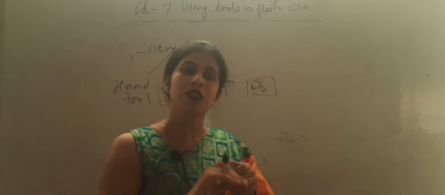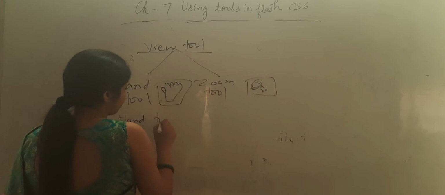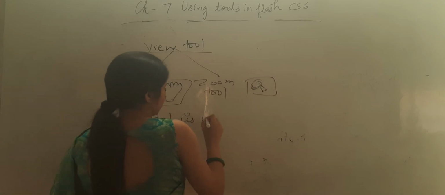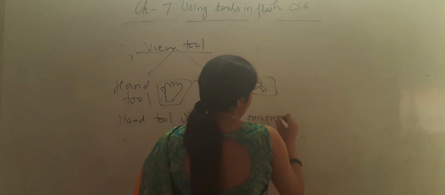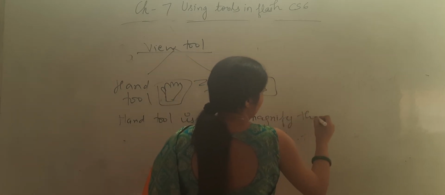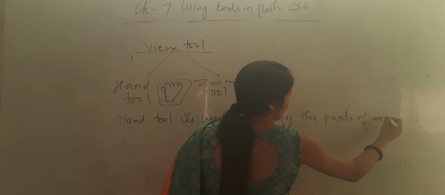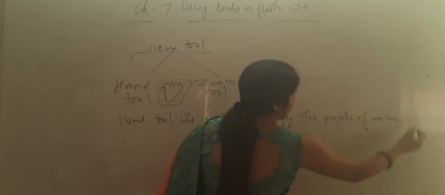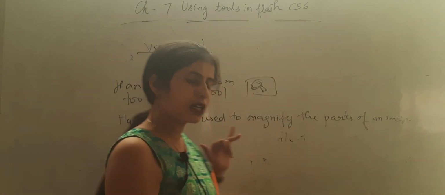Which tool will we use? Hand tool. The hand tool is used to magnify the parts of an image. The use of the hand tool is to magnify the parts of an image.